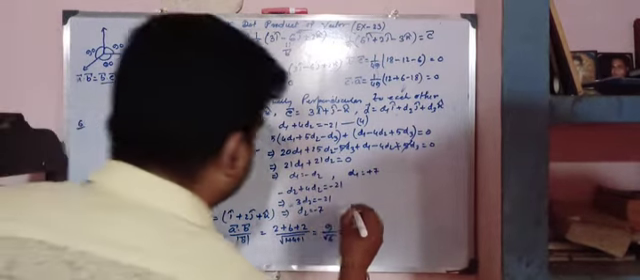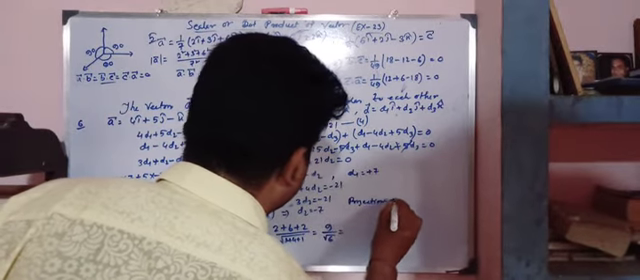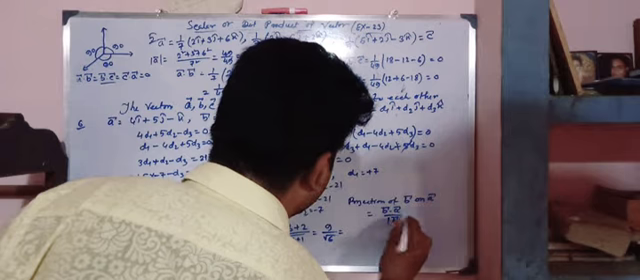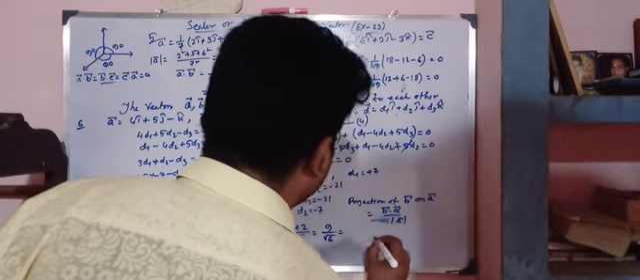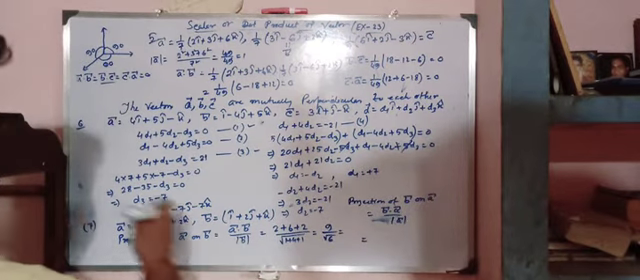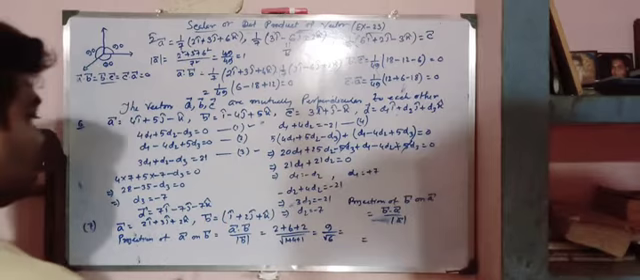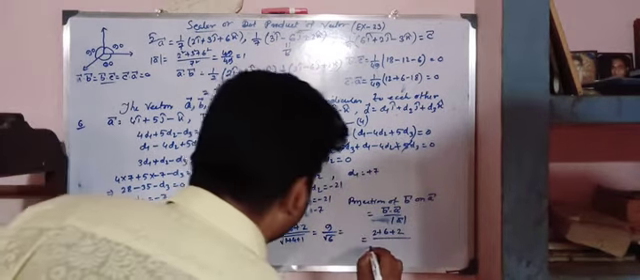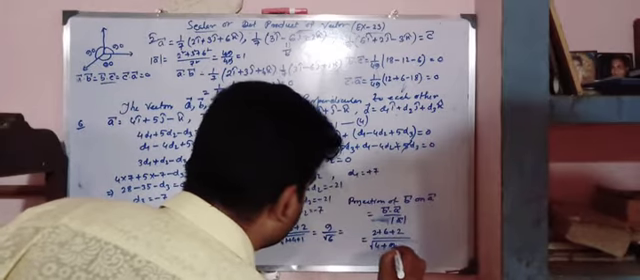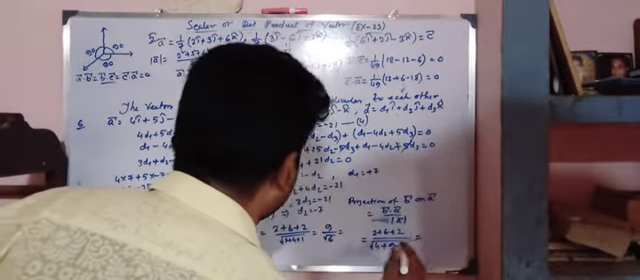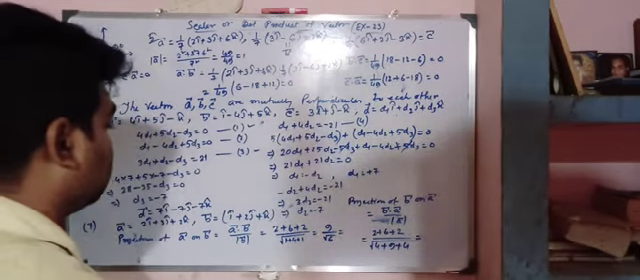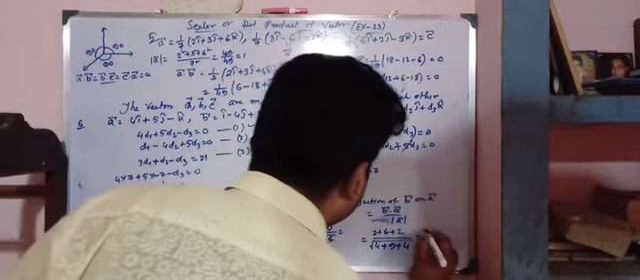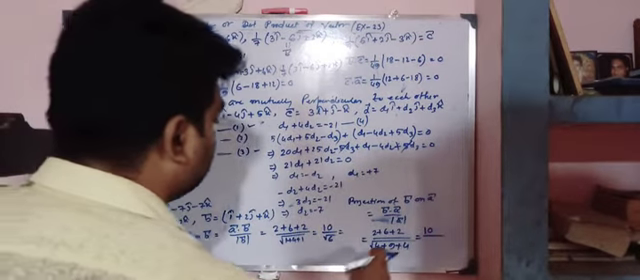Next, projection of B vector on A vector, that's equal to B dot A by mod A. Now B dot A is similar to here, that means 2 plus 6 plus 2 divided by mod A. Mod A means root over of 4 plus 9 plus 4, this is 17. So that means 10 divided by root 17.